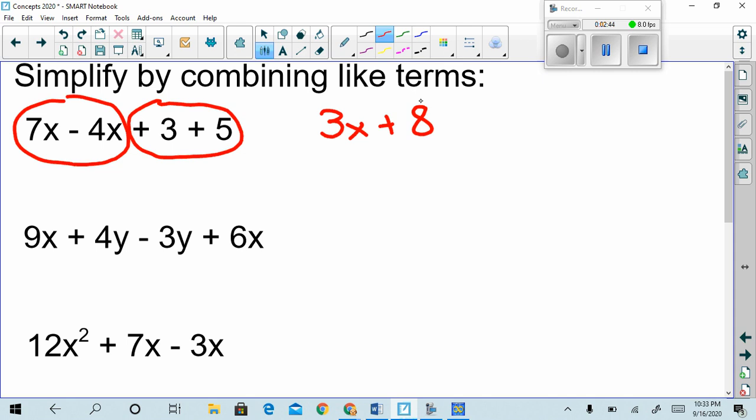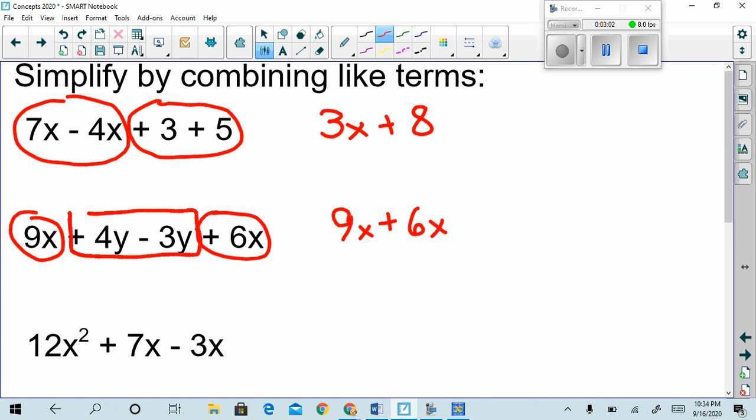So now in this next one, here's this 9x, and all the way at the end, here is 6x at the other end. I could, if I wanted to, rewrite this. And then I have these two terms in the center that are also like terms. Notice that I keep the sign that goes in front of each one. Now that they're next to each other in the same proximity, it might be easier to combine. This will give me 15x, and then 4y minus 3y will give me just 1y.